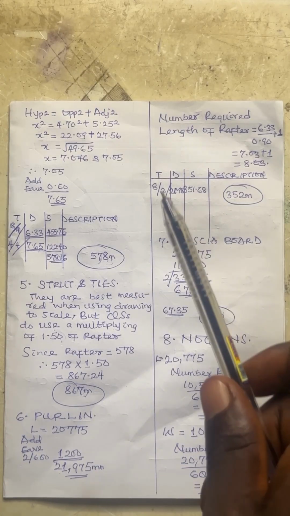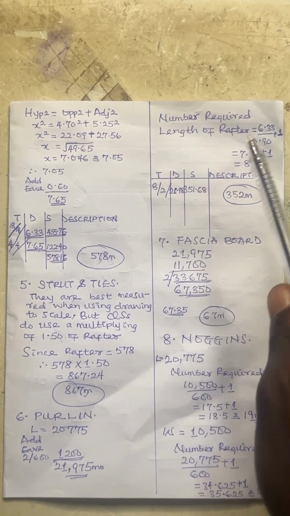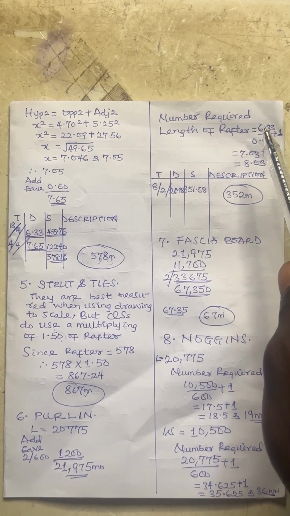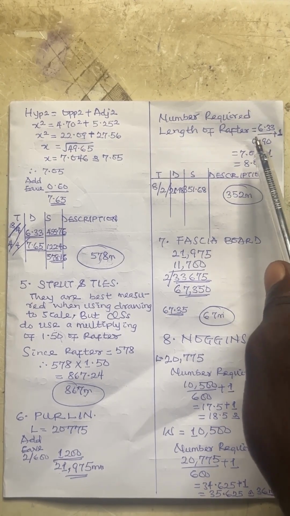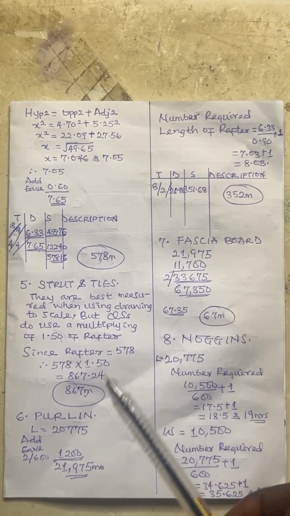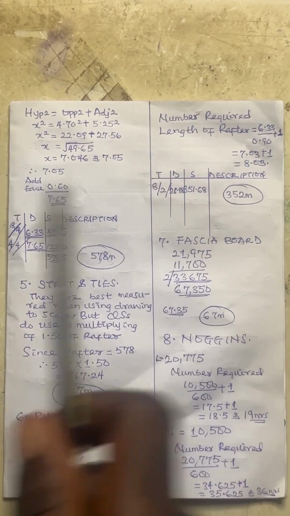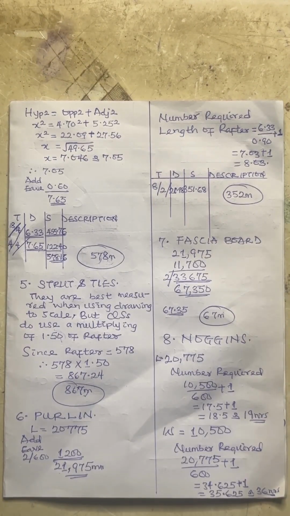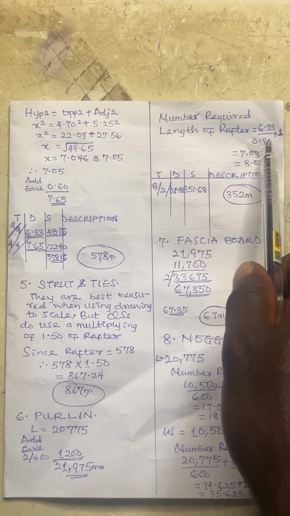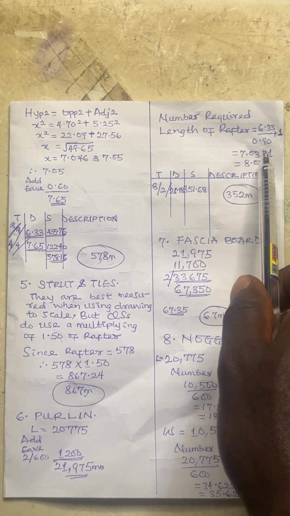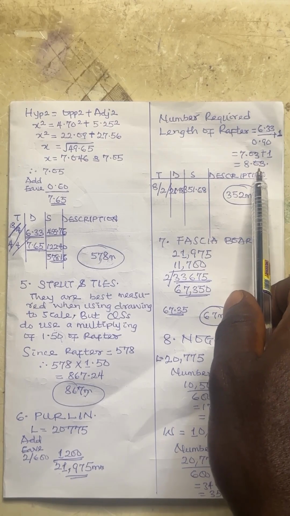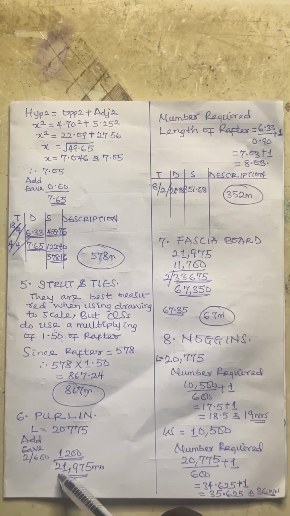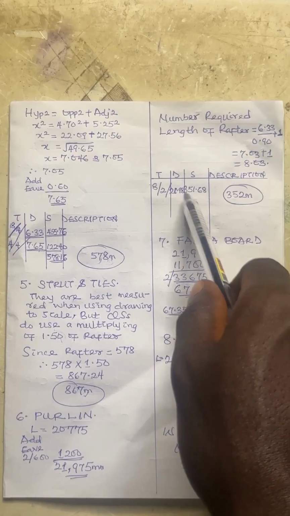So to now get the number required, since we already know that the length of our rafter is 6.33, that's the length of the common rafter, divided by the spacing from one pour line to another, because where we are having our rafter, pour line is going to run along, while we are going to have our roofing sheet nailed to pour line. So we divide it plus 1, and that gives us 7.03 plus 1, and that's why we have 8.03, and we book that's 21.98, which we have here, multiplied by 2.